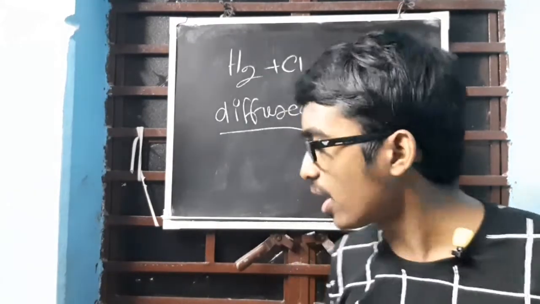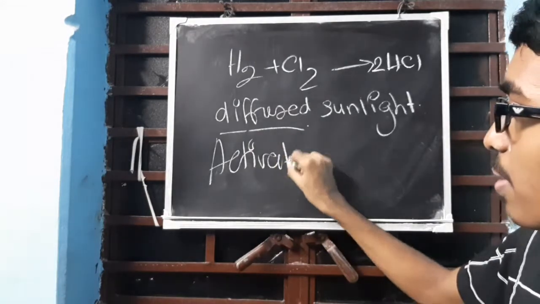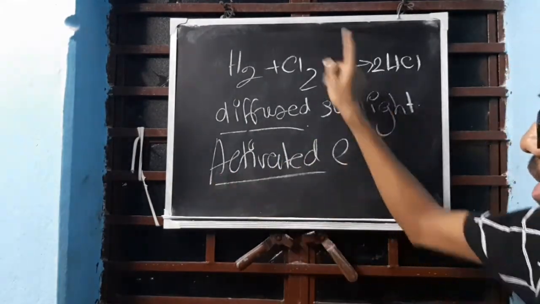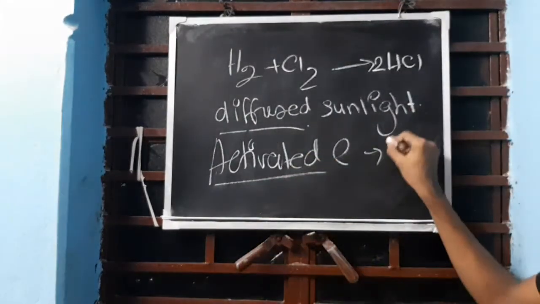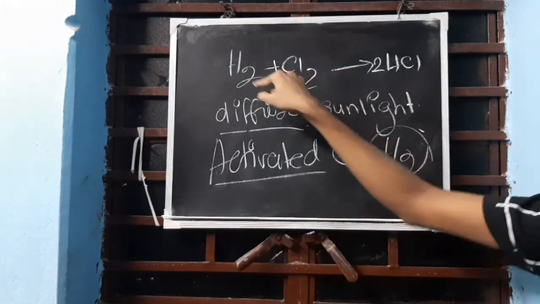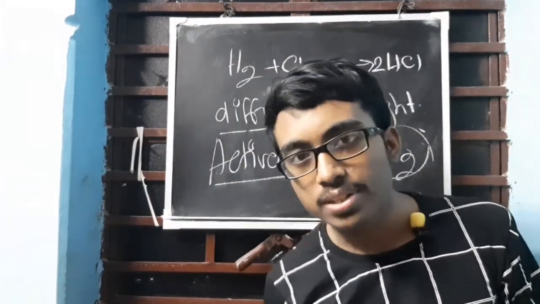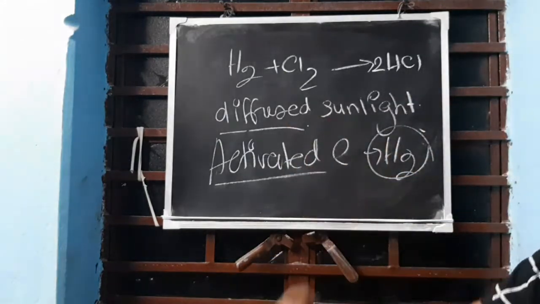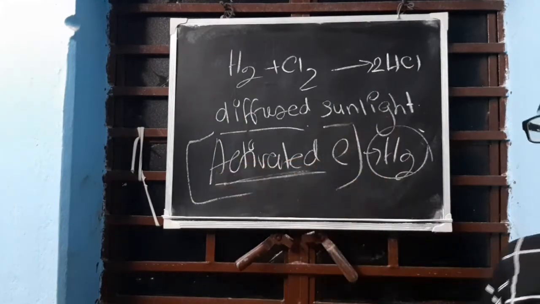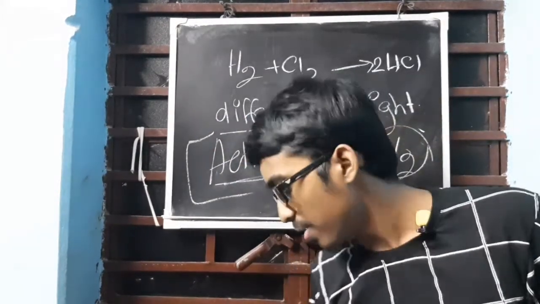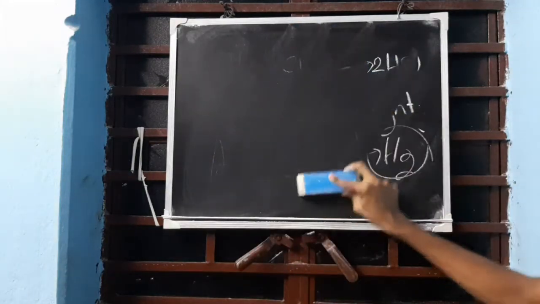Another thing is activated carbon. If you use activated carbon as a catalyst, then in the dark also this reaction will occur. Why? Because activated carbon will absorb hydrogen gas, and you need hydrogen gas here. It will absorb hydrogen gas, which will increase the chemical reactivity, and thus it will occur even in the dark. So what is the catalyst? Activated carbon. If you leave out the word activated, zero marks.